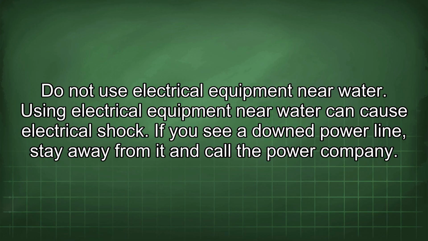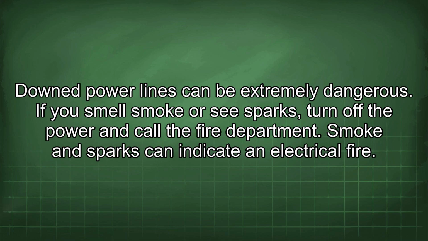If you see a down power line, stay away from it and call the power company. Damp power lines can be extremely dangerous. If you smell smoke or see sparks, turn off the power and call the fire department. Smoke and sparks can indicate an electrical fire.